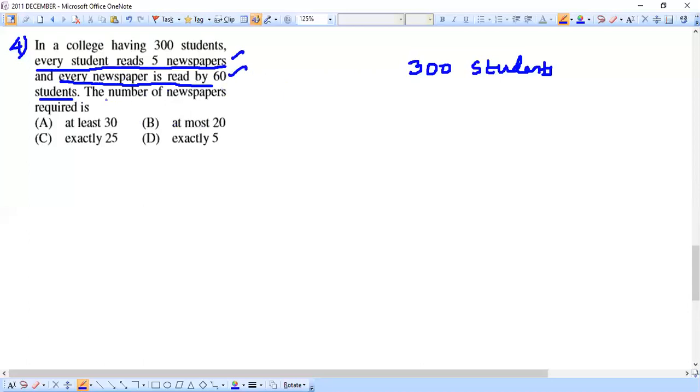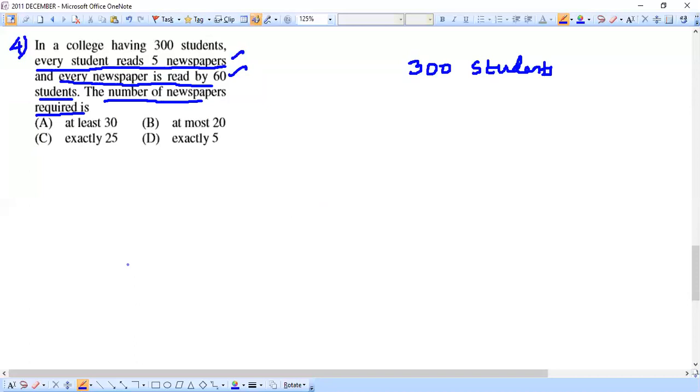Then finally, what is the question? The number of newspapers required is how many? This is our question. Let's carefully deal with it. How can this be answered? We have two conditions given here. There are newspapers and also students, and every student reads 5 newspapers. If there is a student, he should read 5 newspapers, and every newspaper is read by 60 students. Let's start from that 60, because we are asked to find how many newspapers there are. So let's start from the number of students itself.